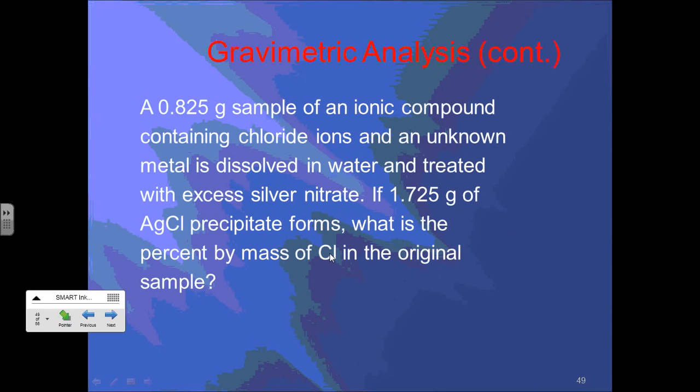So let's look at an example. Here we have a 0.25 gram sample of an ionic compound containing chloride ions and an unknown metal, dissolved in water and treated with excess silver nitrate. If 1.725 grams of silver chloride precipitate forms, what is the percent by mass of chloride in the original sample?